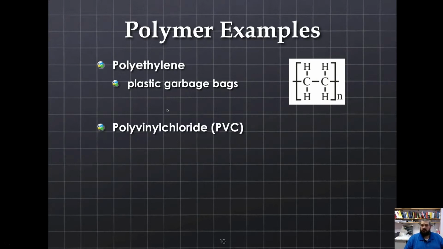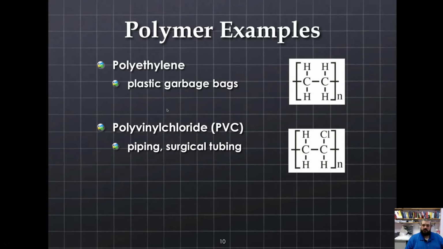Polyvinyl chloride, or PVC. So that would be used for things like piping and surgical tubing. So here you have an ethylene or an ethyl unit, carbon with two hydrogens, but then there's also a carbon with one hydrogen and one chloride ion. And so a number of units of these polyvinyl chloride monomers gives a polymer, PVC.